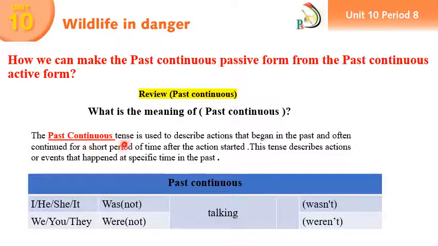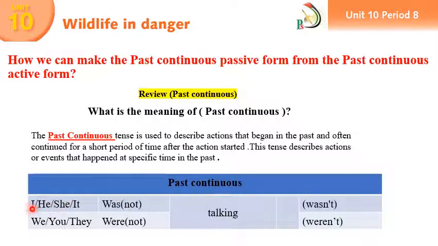The past continuous tense is used to describe actions that began in the past and often continued for a short period of time after the action started. This tense describes actions or events that happened at a specific time in the past.